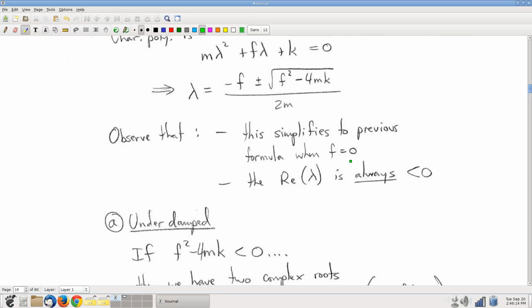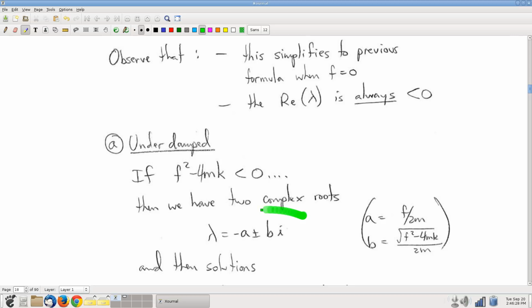Now again, we have to break it down into cases. We'll start with the case of the negative discriminant. So that's under the radical there. Let's suppose that that's negative and see what we get. Of course, that makes this square root imaginary. That makes the roots complex. They're going to look something like this. The a and the b are formulas that you can write down.